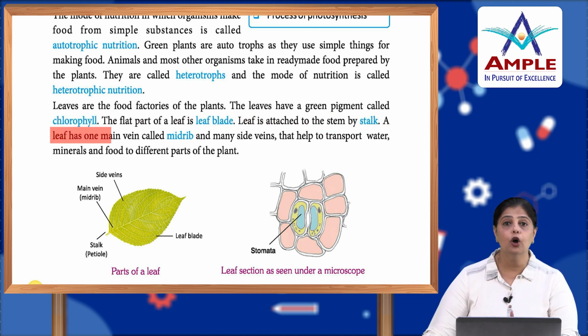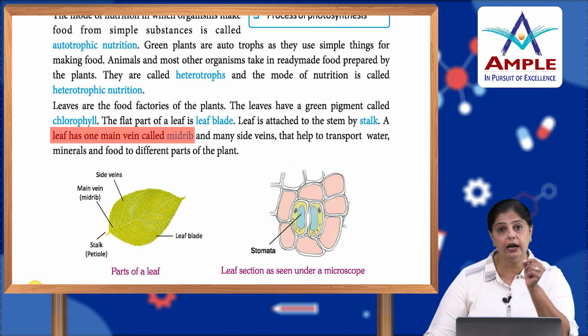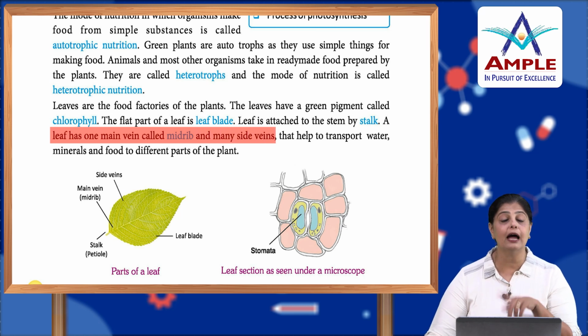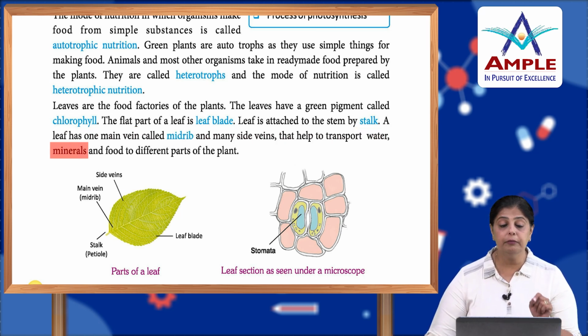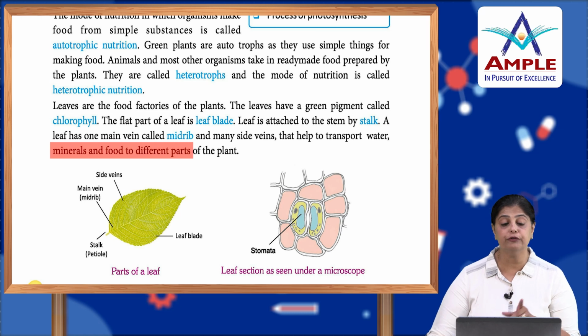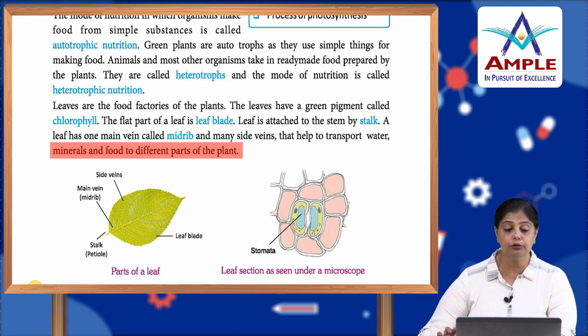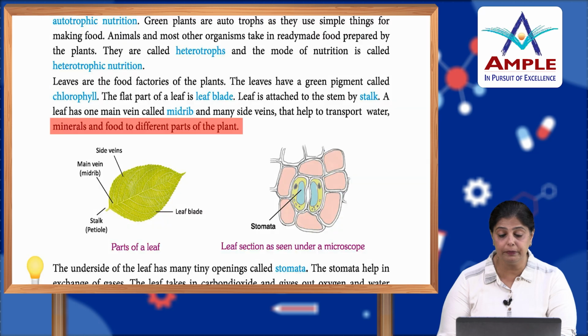A leaf has one main vein called the midrib. The bigger line in between the leaf is called the midrib. And many side veins are there, small veins coming out of the midrib. Now these small veins help to transport water, minerals and food to different parts of the plant. If you look at the diagram, you will come to know everything very clearly with regards to the different parts of the plant, and the leaf section of the plant.